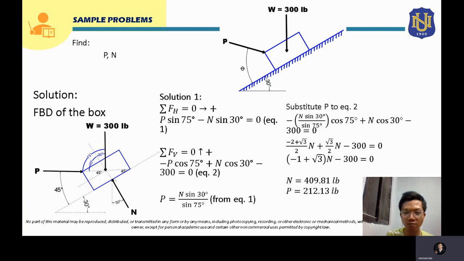Now for the value of P, we just substitute the value of N obtained to our formula here for P. That will be 409.81 sine 30 over sine 75 degrees. This will give you 212.13 pounds. So these will now be the answers for N and P.